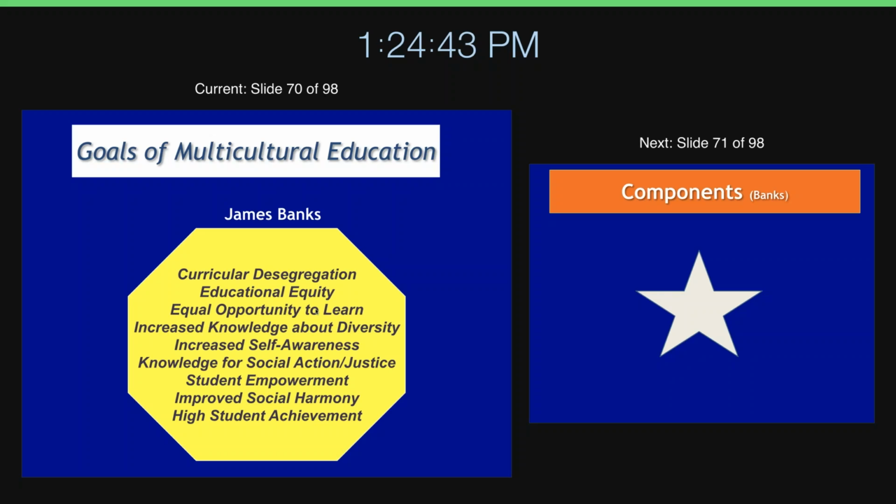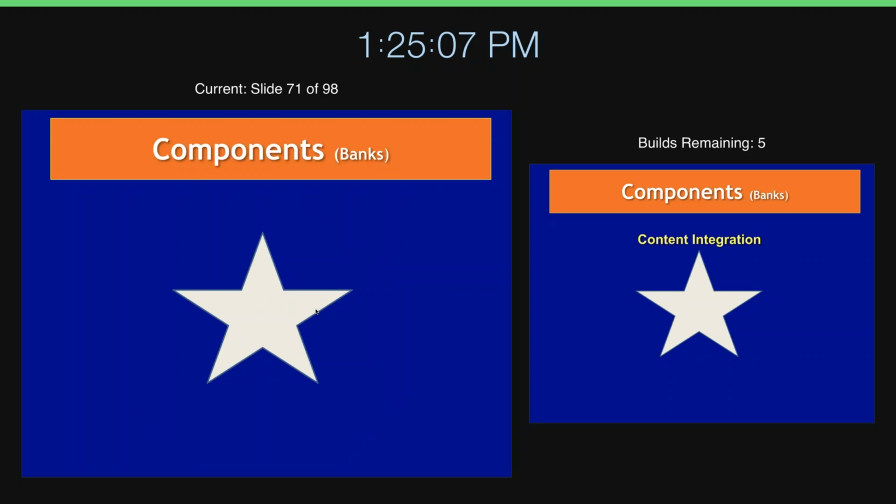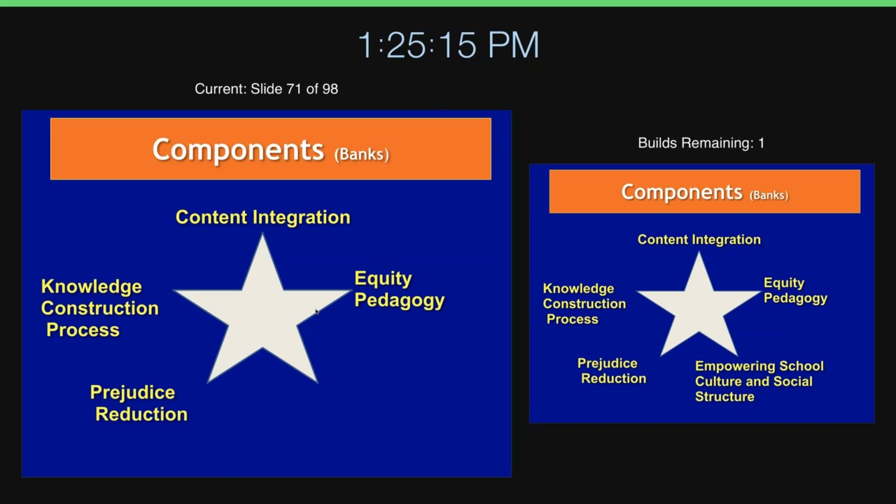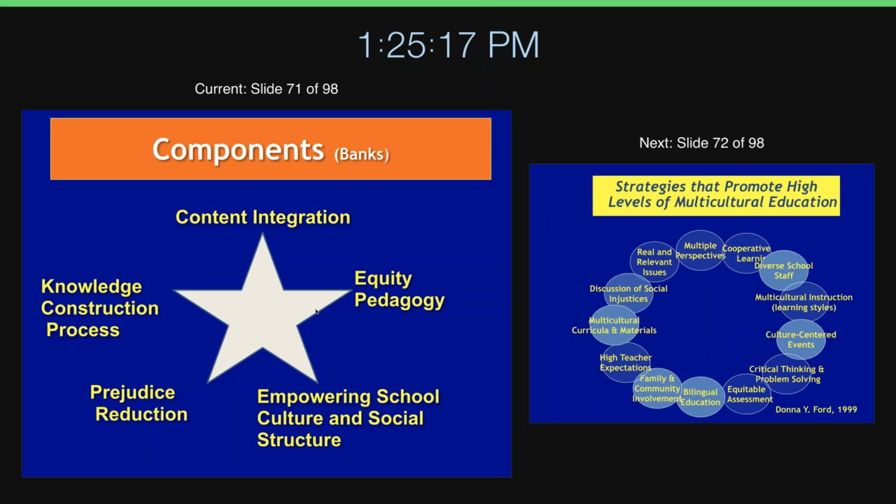Multicultural education has many goals and benefits. And again, not only for students of color, but for all students. If you look at the second point to the last, we believe that it does improve social harmony and decrease racial discord among students from different backgrounds. So content integration, equity pedagogy, knowledge construction, reducing prejudice, as well as empowering students.